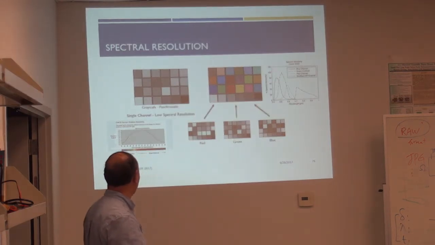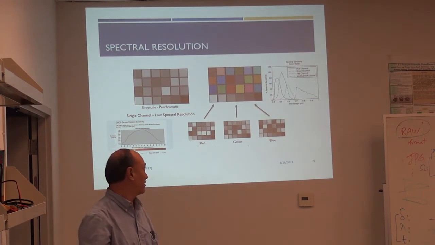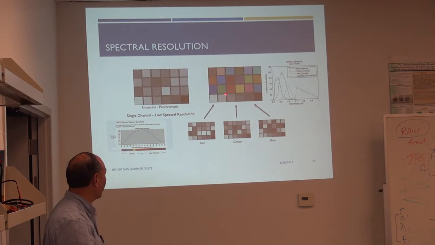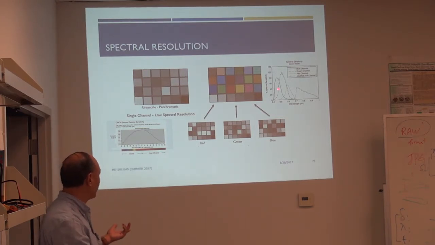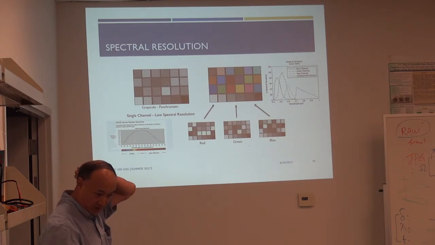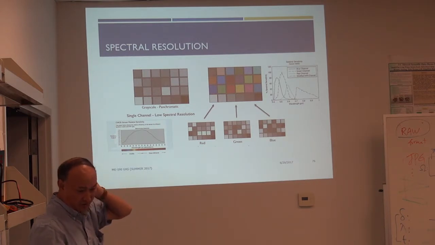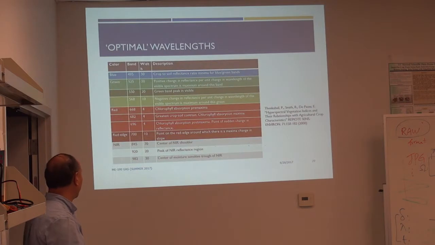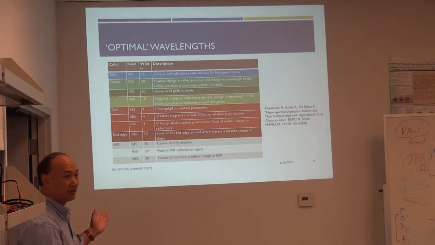We can actually get this data by using different calibration boards. We have this chessboard to take a picture, and then we come out with this to understand the spectral response. But what is considered the best wavelength? There are so many wavelengths, and I don't know which one I should use. So this is a very important slide.